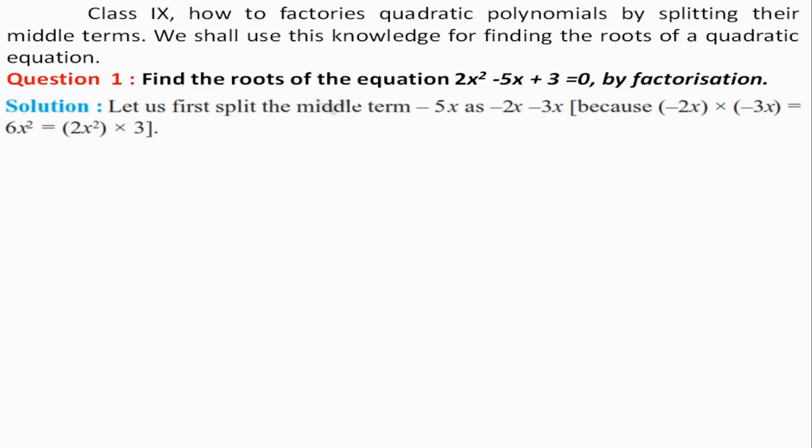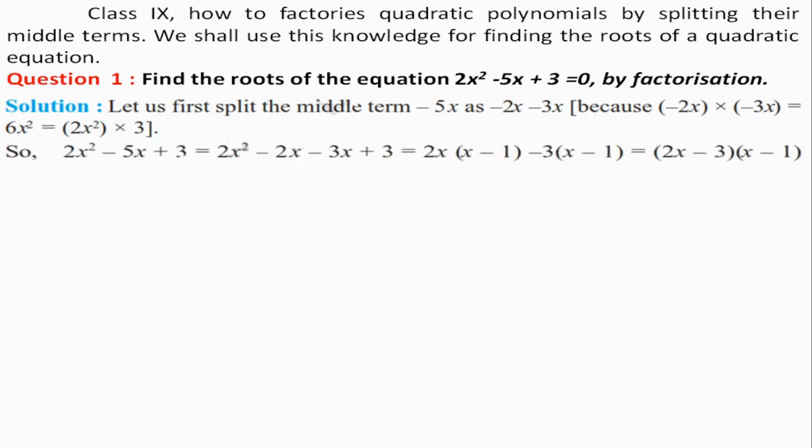We have to factorize 6 in such a way that by adding the factors we get minus 5 and by multiplying we get plus 6. How did it happen? Because minus 2 into minus 3 is plus 6, and by adding minus 2 and minus 3 we get minus 5. This is very important to note. So we split the middle term 5x in two ways: minus 2x and minus 3x.